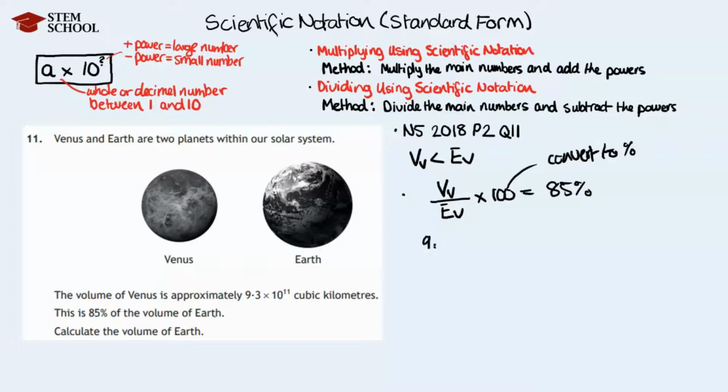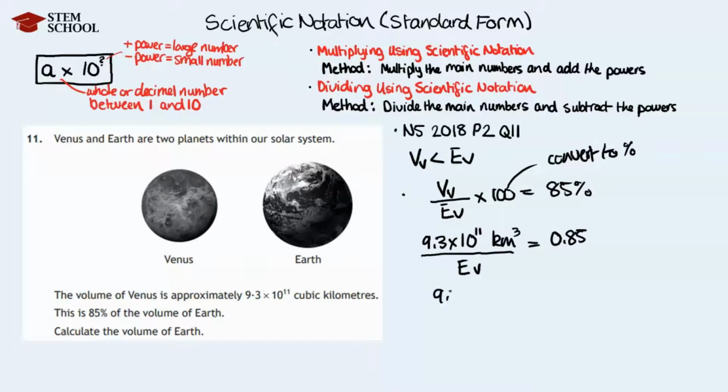So we just substitute all the values. The volume of Venus is 9.3 times 10 to the power 11 kilometers cubed, and then we put that all over the Earth volume. Here we've got times 100 on the left hand side, so we can divide by 100 on the right hand side. 85 divided by 100 is 0.85, so we're writing this 85% as a decimal.